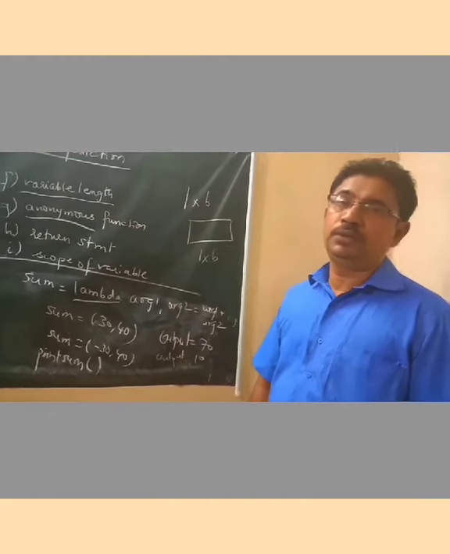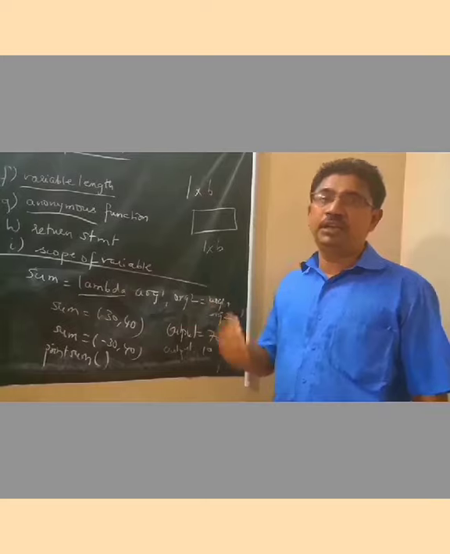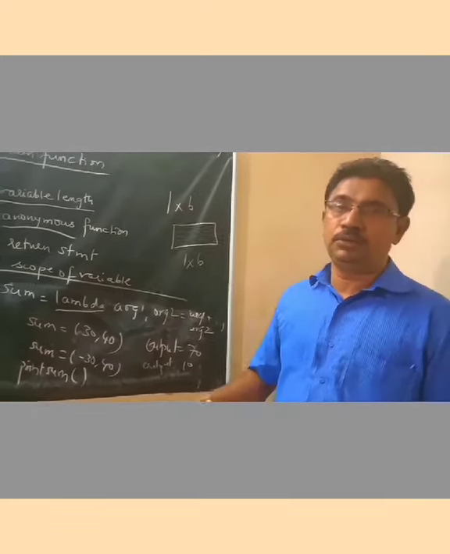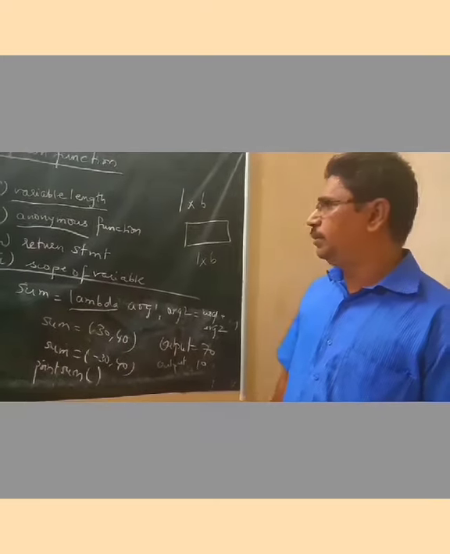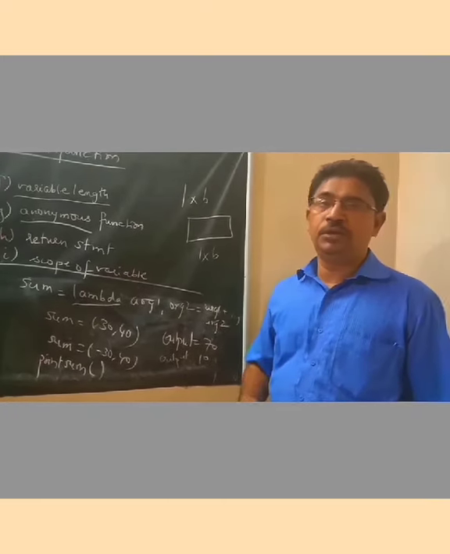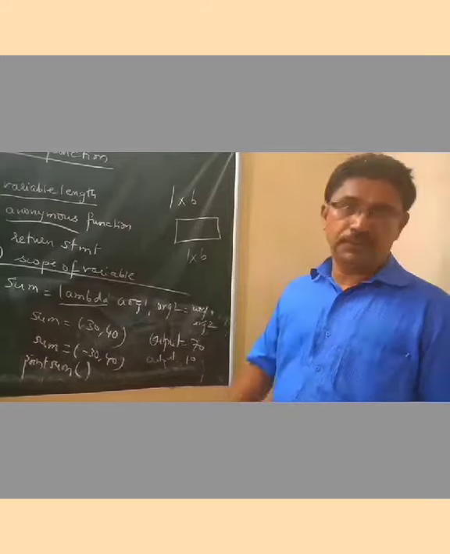Local variables are those variables which are defined within a function. Global variables are those variables which are defined outside the function. So local variables are defined within a function. Global variables are defined outside the function.